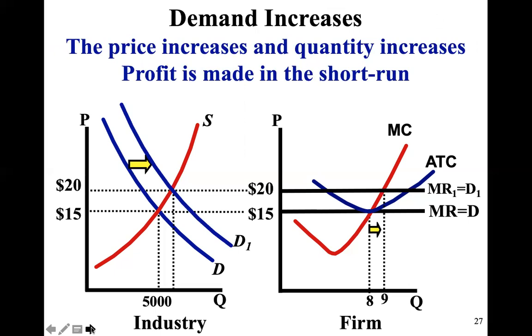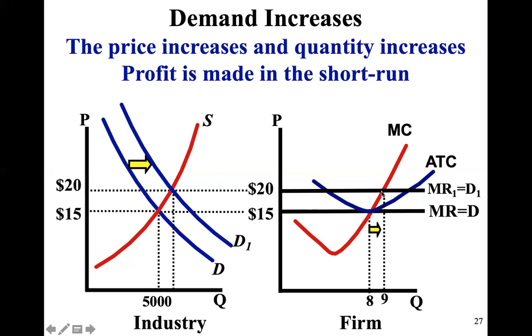And because we're a price taking firm, we have to take that new price. We can't charge our old price. So as a price taking firm, our new MR equals D equals P curve is at $20. And as you can see, the quantity for this individual firm increases. Why? Because our MR equals MC point increased.